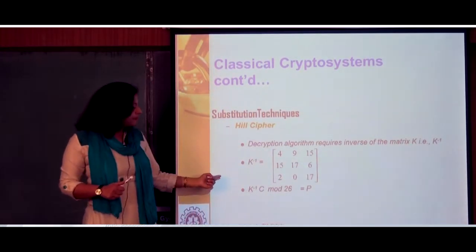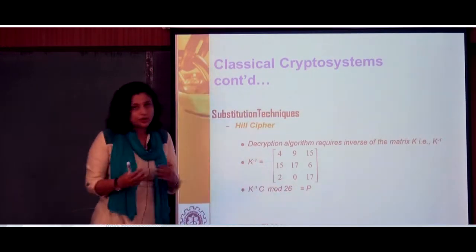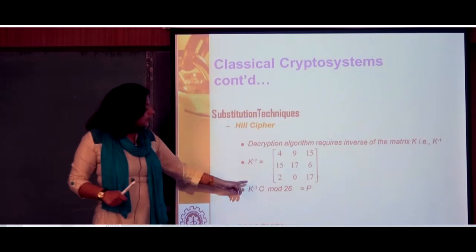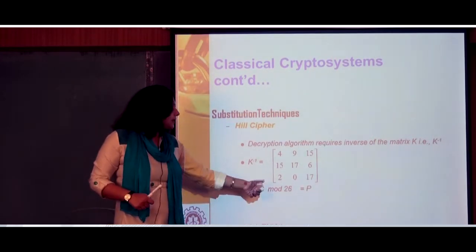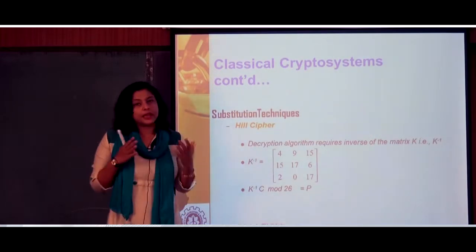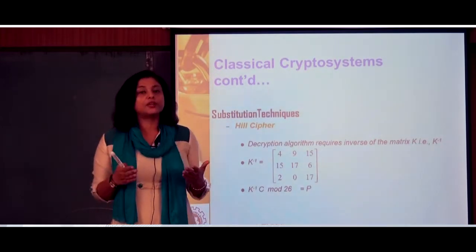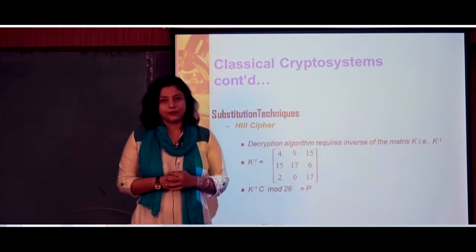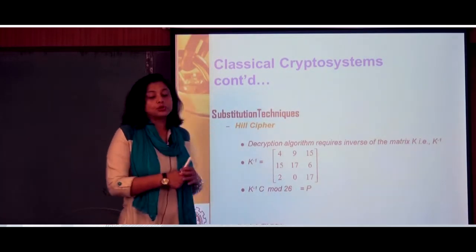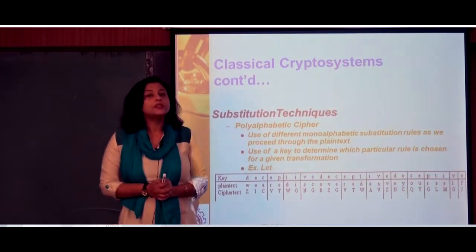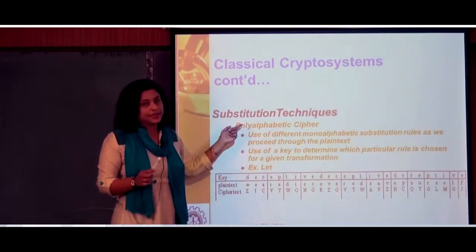Now in order to find P, that means to get back the plain text letters, you have to simply multiply the K inverse with C and take the mod of 26. That way you can encrypt as well as decrypt by using the substitution technique which is called the Hill cipher. Now let's go to the next topic of substitution technique, which is called the polyalphabetic cipher.